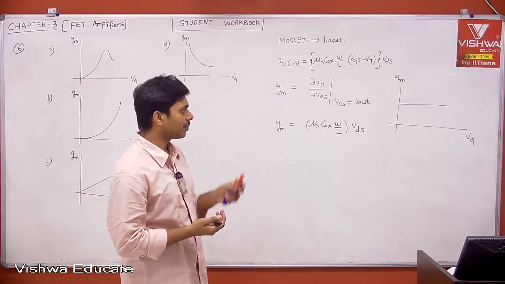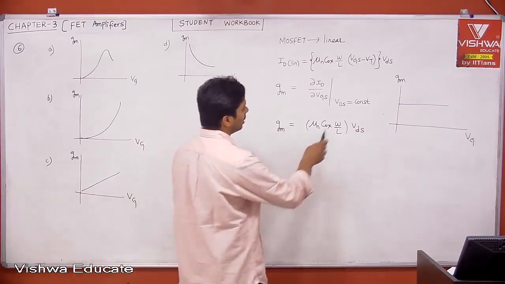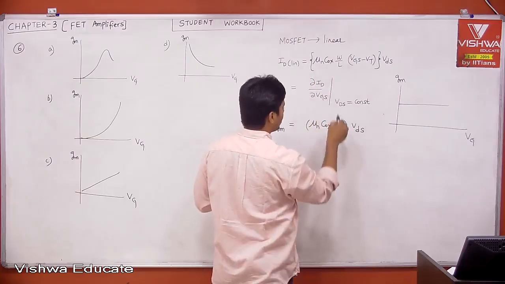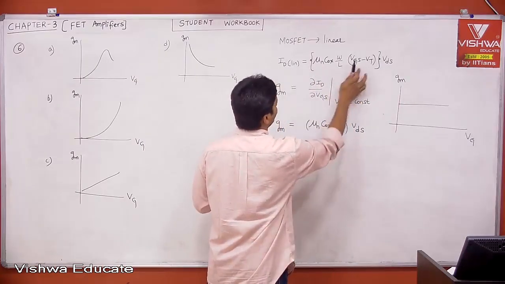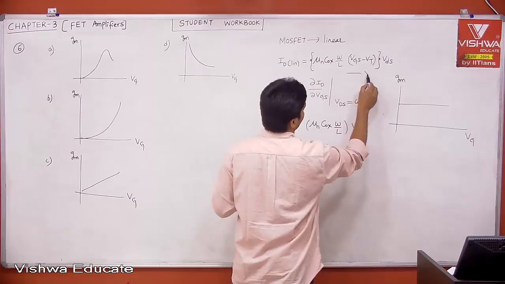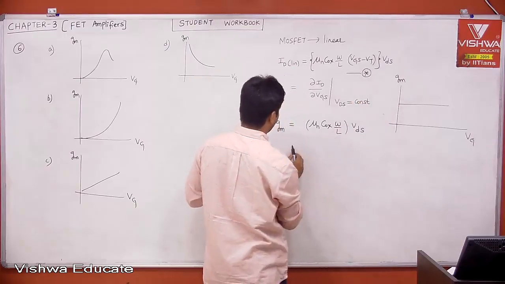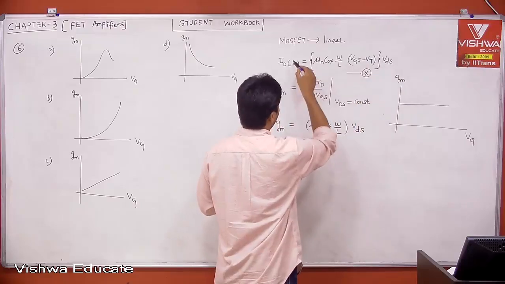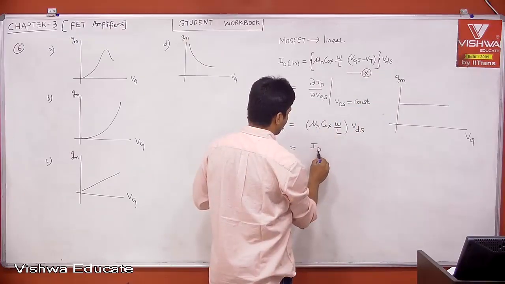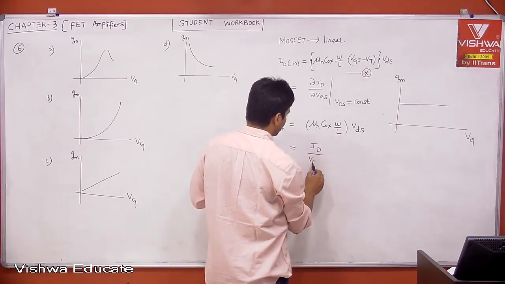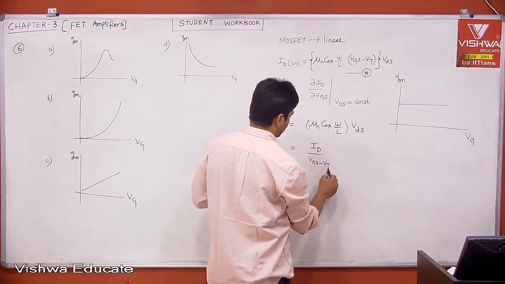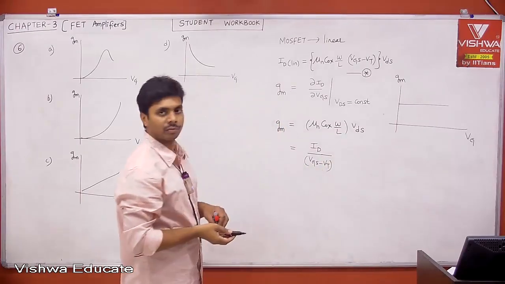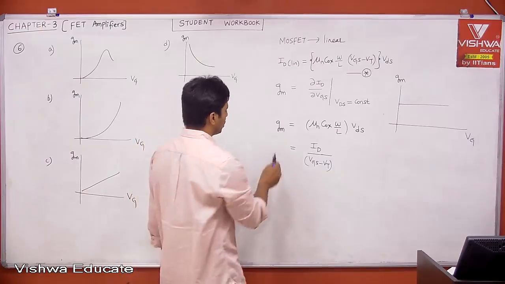Now, can I write this equation in terms of ID? Therefore, mu n Cox W by L into VGS minus VT is ID divided by VGS minus VT. Let us say this is your star. Therefore, mu n Cox W by L into VDS is nothing but ID by VGS minus VT. Can I write it like this? This is form number 1, this is form number 2, and with respect to this it is also your GM.